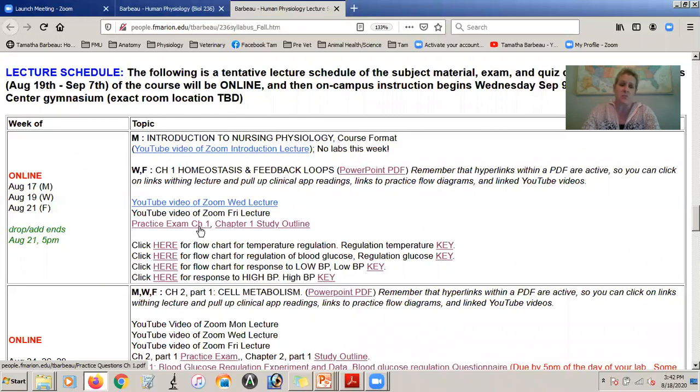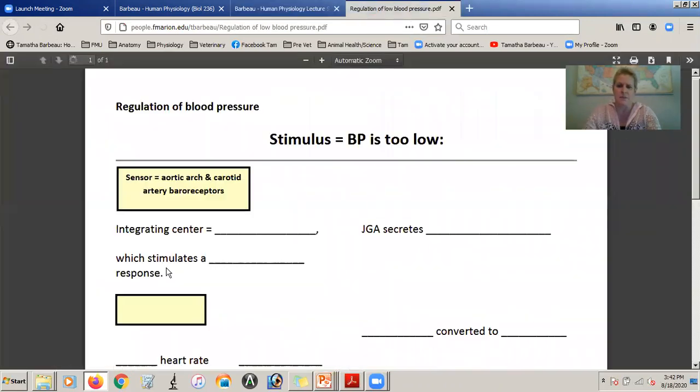Please remember that there's a practice exam for this chapter and a study outline, as well as blank flow diagrams, and they're key to practice these negative feedback loops. We've got one for temperature, we've got one for blood glucose regulation, we've got one for low blood pressure and high blood pressure. And while I'm thinking of those feedback loops, I want to let you know about the blood pressure feedback loops, let's click on the blank right here.